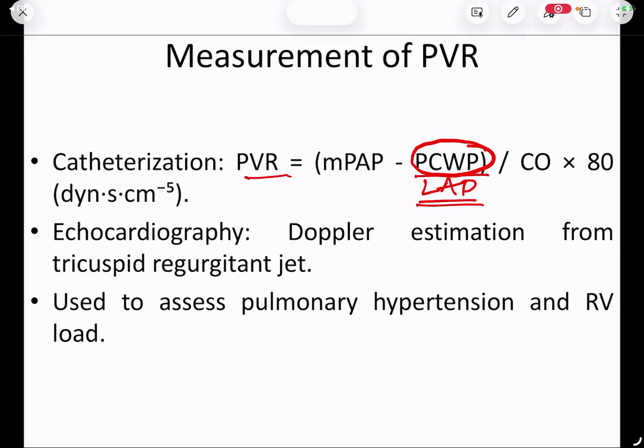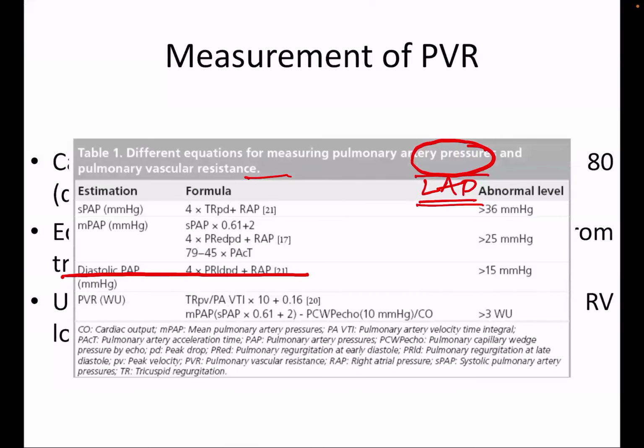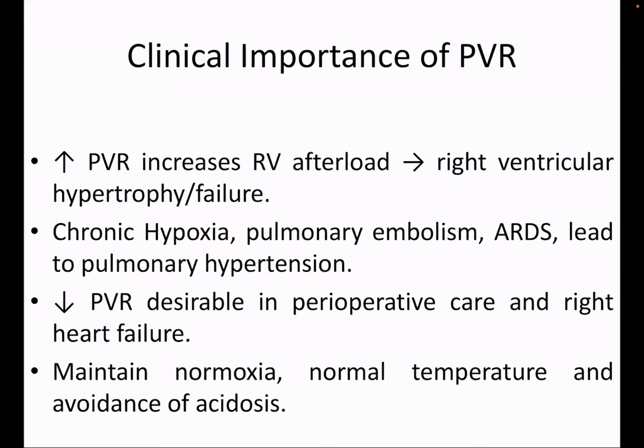Now echocardiographic parameters. Mostly it is done from the tricuspid regurgitant jet Vmax. Here are some other formulas which can be utilized. These are actually formed from regression. This formula we all know. This one. These formulas may be applied, but it is practically very difficult to do that.